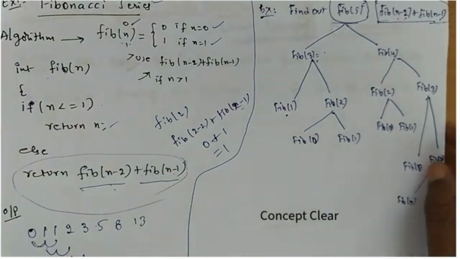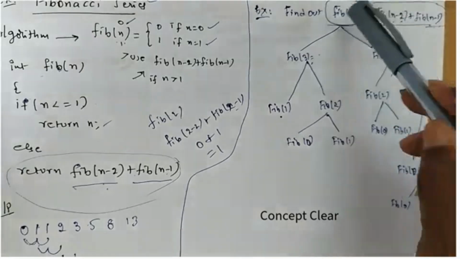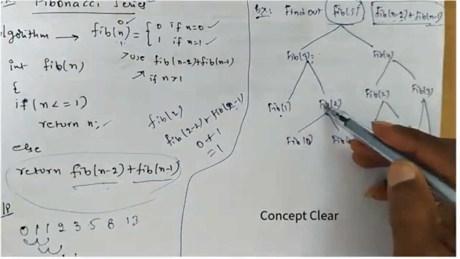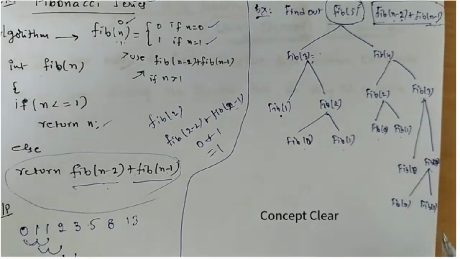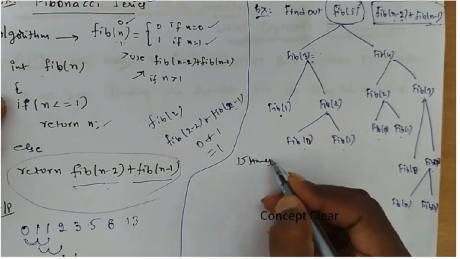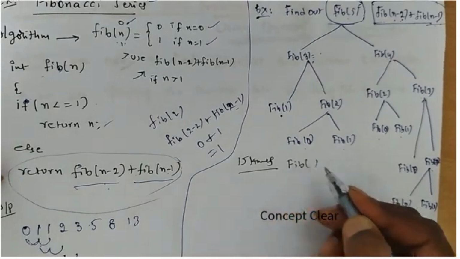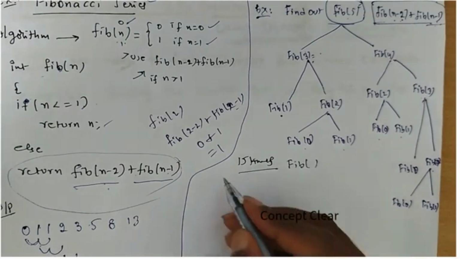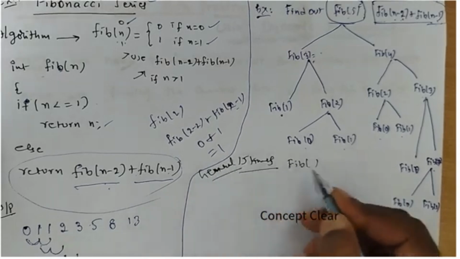Okay, if you do it in the general method, how many steps do we get? See, how many function calls do we have to make? Fib of 1, 2, 1, 2, 3, 4, 5, 6, 7, 8, 9, 10, 11, 12, 13, 14, 15. Totally, we have to call 15 times. In the general method, if you apply it to find the Fibonacci series, you have to call the fib function 15 times.